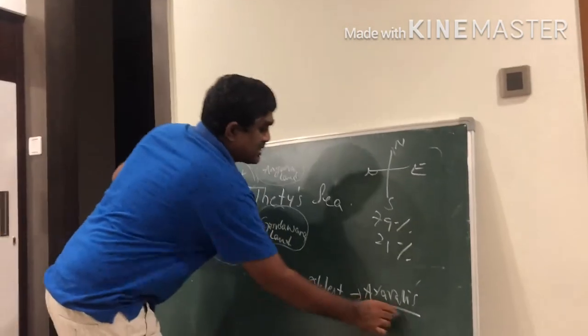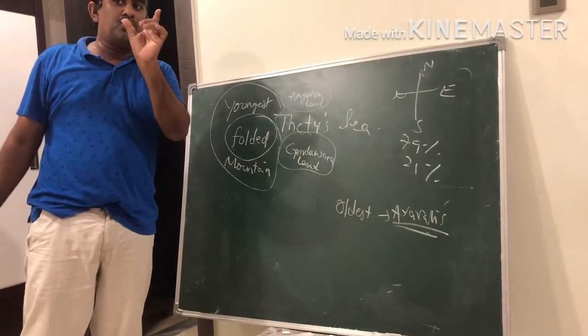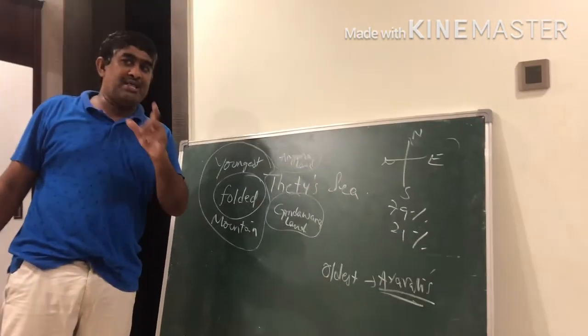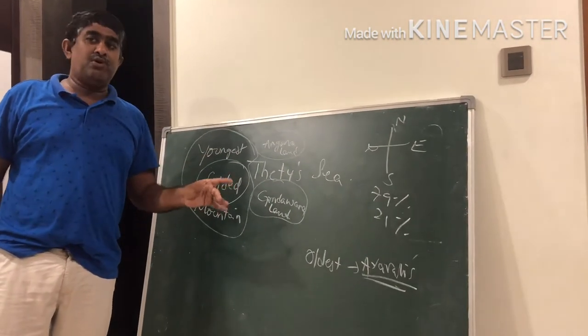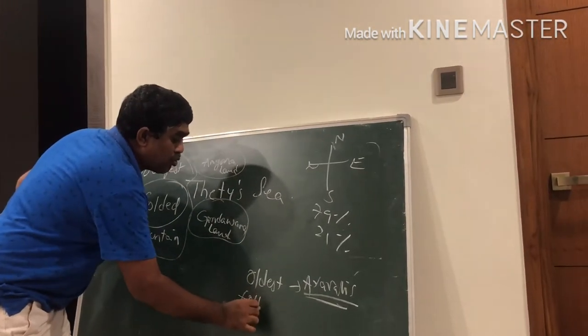Aravali in Rajasthan. You might have come across the word Mount Abu. Mount Abu is the highest peak in the Aravalis. If you have not, I will explain later. So, the oldest folded mountains. Folded means Murtalu.